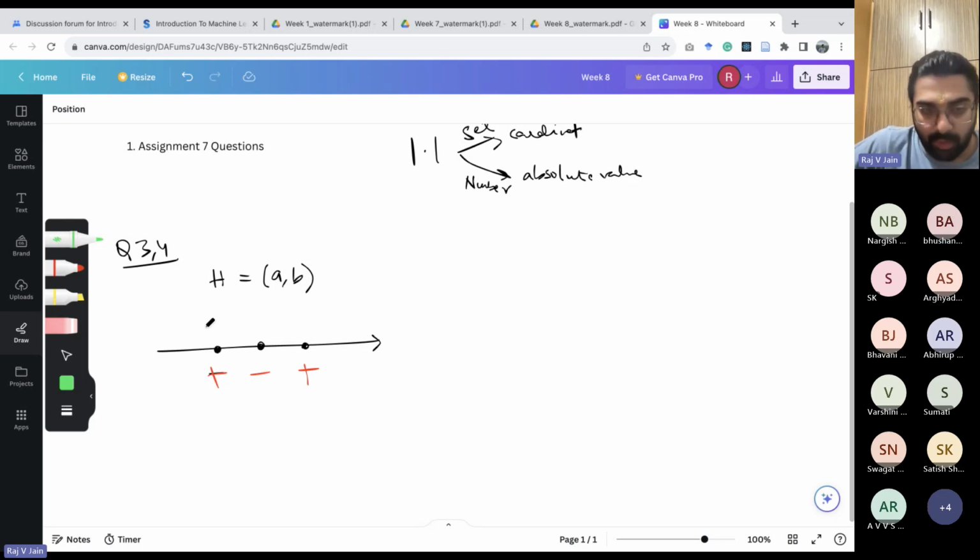One possibility is a union of two intervals, like minus infinity to this point and then this point to infinity. But the hypothesis space I have assumed is only one open interval between two values a and b. So I cannot classify such points here, right?